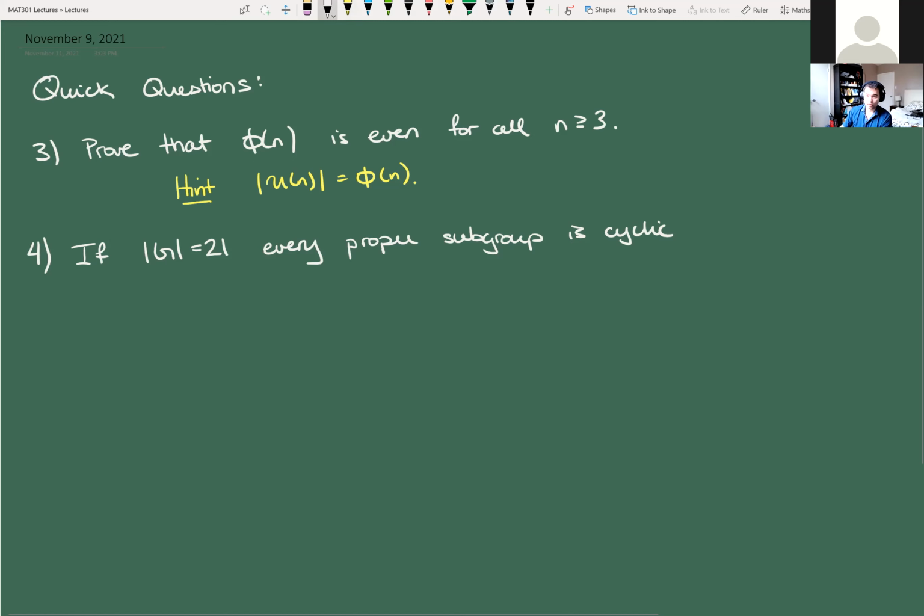Question 4 is a one-liner. Okay, so if the order of G is 21, every proper subgroup is cyclic. This is a one-line proof. It might take a second to think about it, but give it a shot.